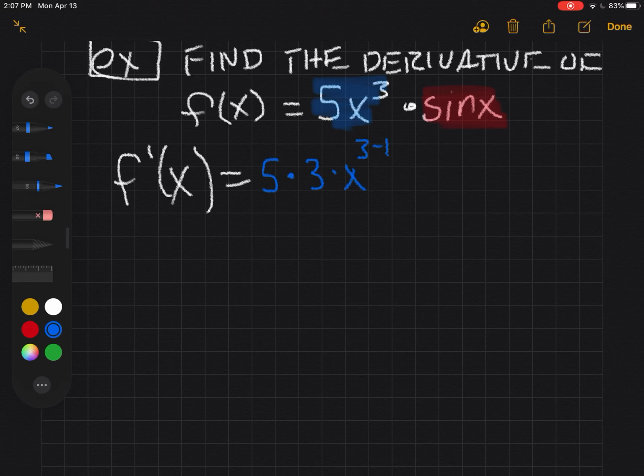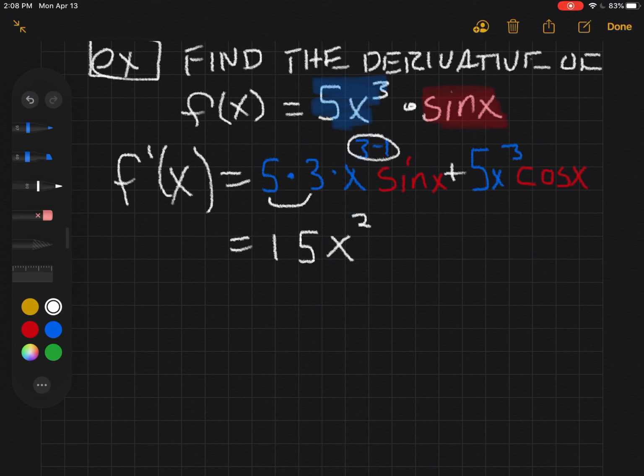So f prime of x is going to equal the derivative of the function in blue, which is 5 times 3 times x to the 3 minus 1. Here I'm using the power rule. So we'll use the derivative of the function in blue times the function in red. Then we're going to add that to the function in blue times the derivative of the function in red, which I hope you have written in your heart. The derivative of the sine of x is cosine of x.